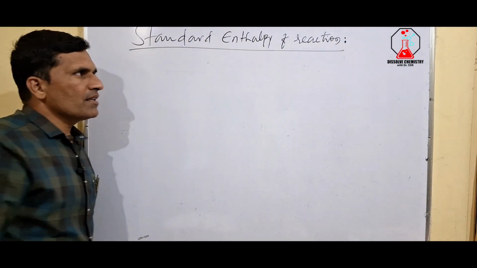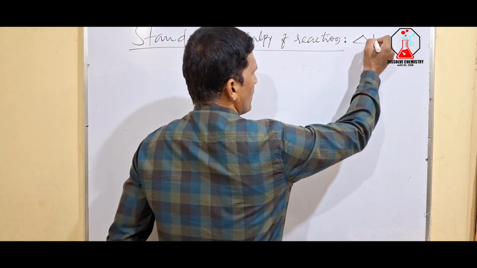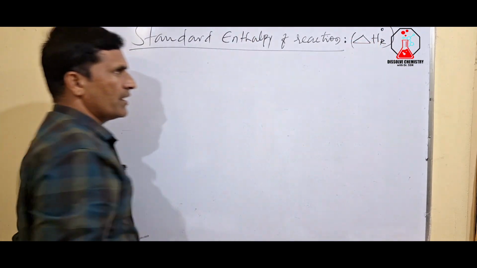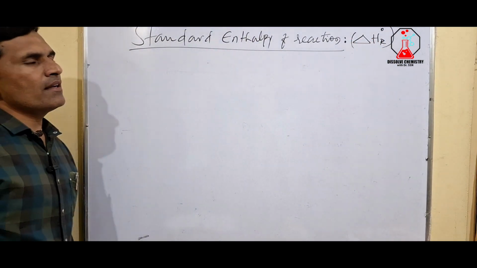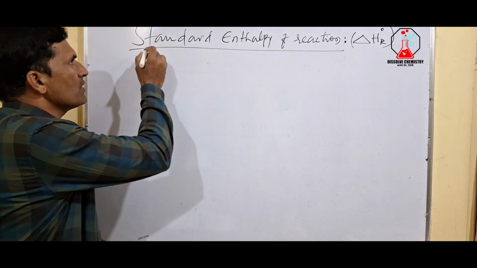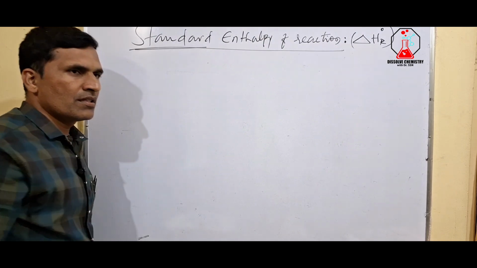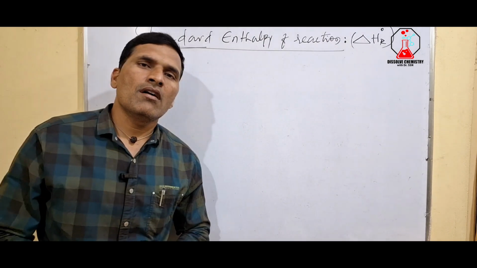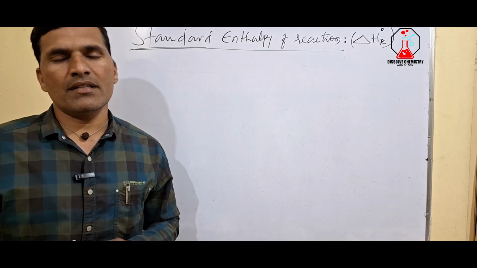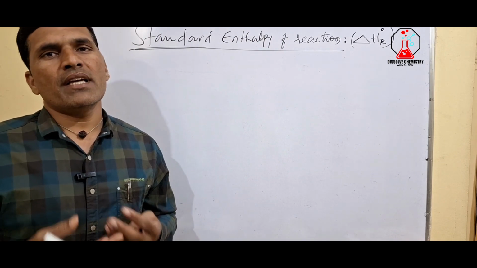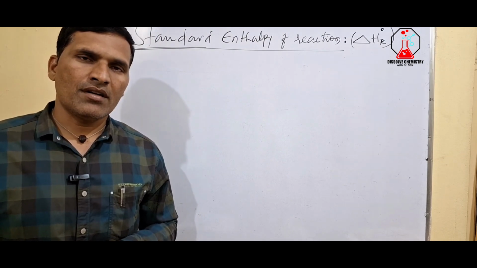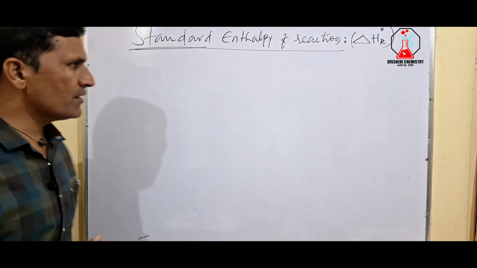See, standard meaning is what, and it is represented like this, delta H naught R. Okay. So standard enthalpy of reaction. Okay. So why are we going to use this term standard? If the enthalpy of the reaction is determined under standard conditions of temperature and pressure, then those enthalpies are said to be standard enthalpies. Okay. So what are the conditions?